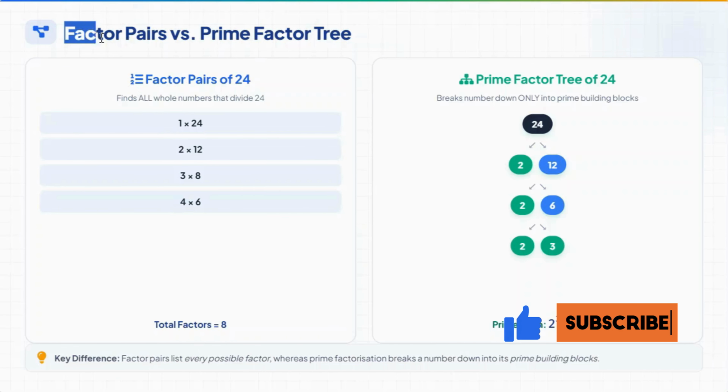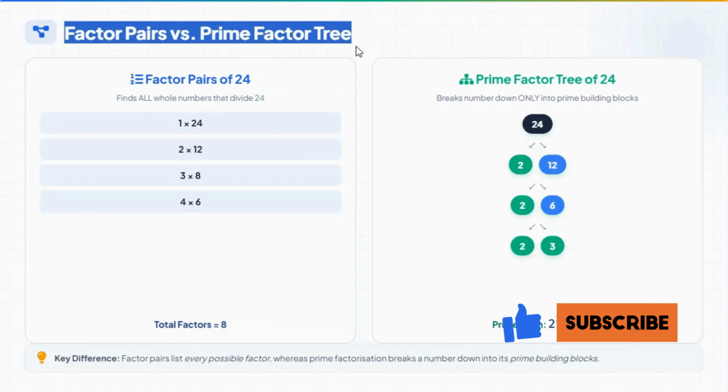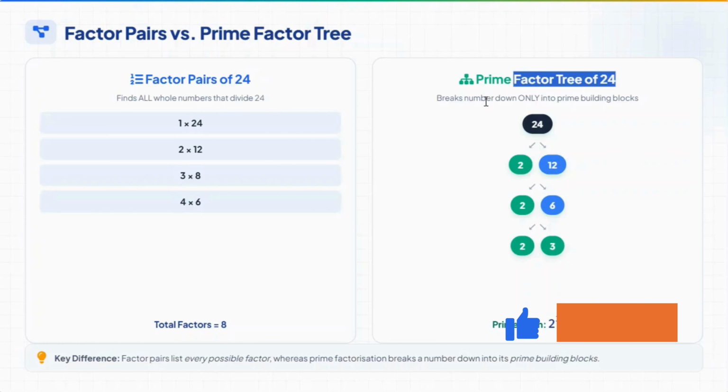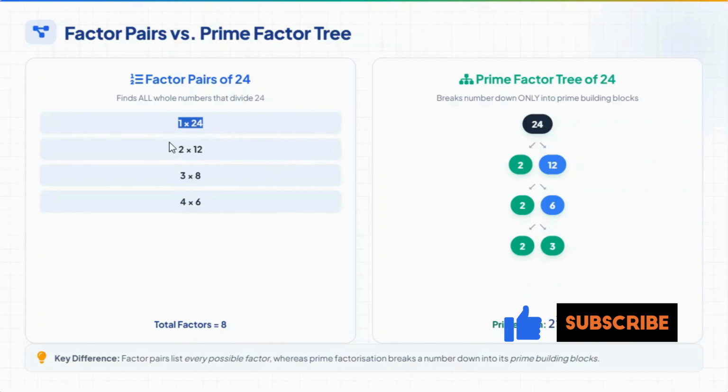In this topic you are going to learn about factor pairs and factor trees. I see students mix these two up all the time, so let us clear it up. On the left you can see factor pairs, which list every single number that divides 24. On the right you can see the factor tree of 24, which breaks it down into its ultimate building blocks, the prime factors. Here we get the factors of 24 as 1, 2, 3, 4, 6, 8, 12 and 24, so the total number of factors is 8.